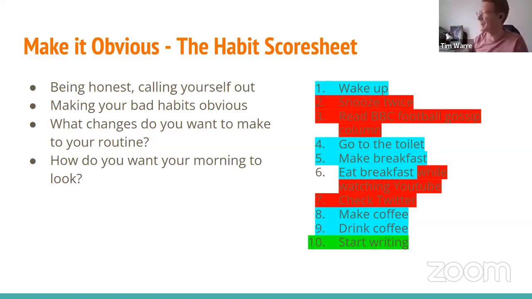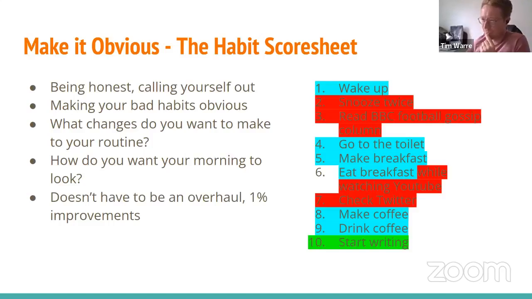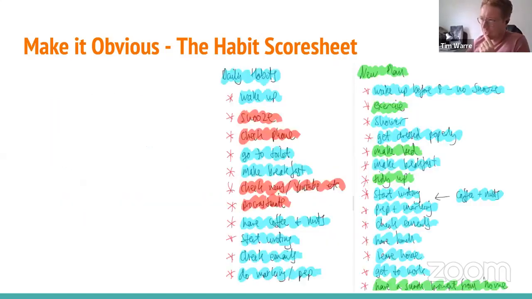Now I get up at 5 a.m. and I drink, I don't know, 12 raw eggs and I do 60 push-ups. No, it has to be little 1% changes. Okay, 1% improvements. So this is taken from my journal when I started using the habit system. Okay, and this was my new plan.